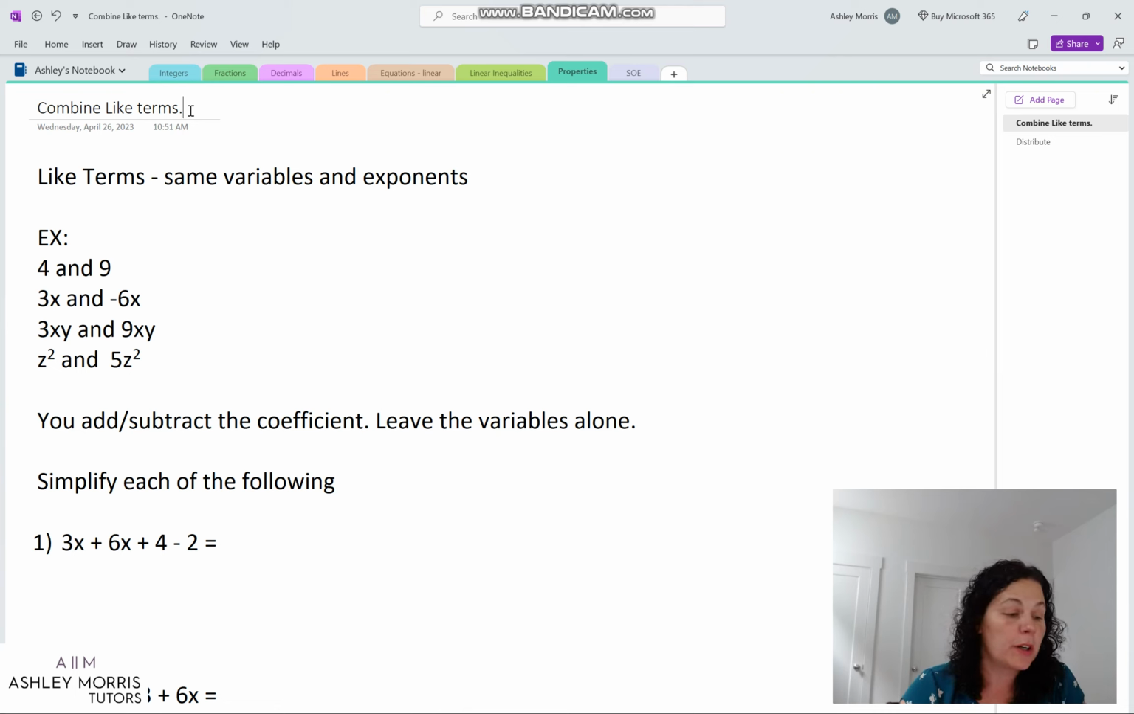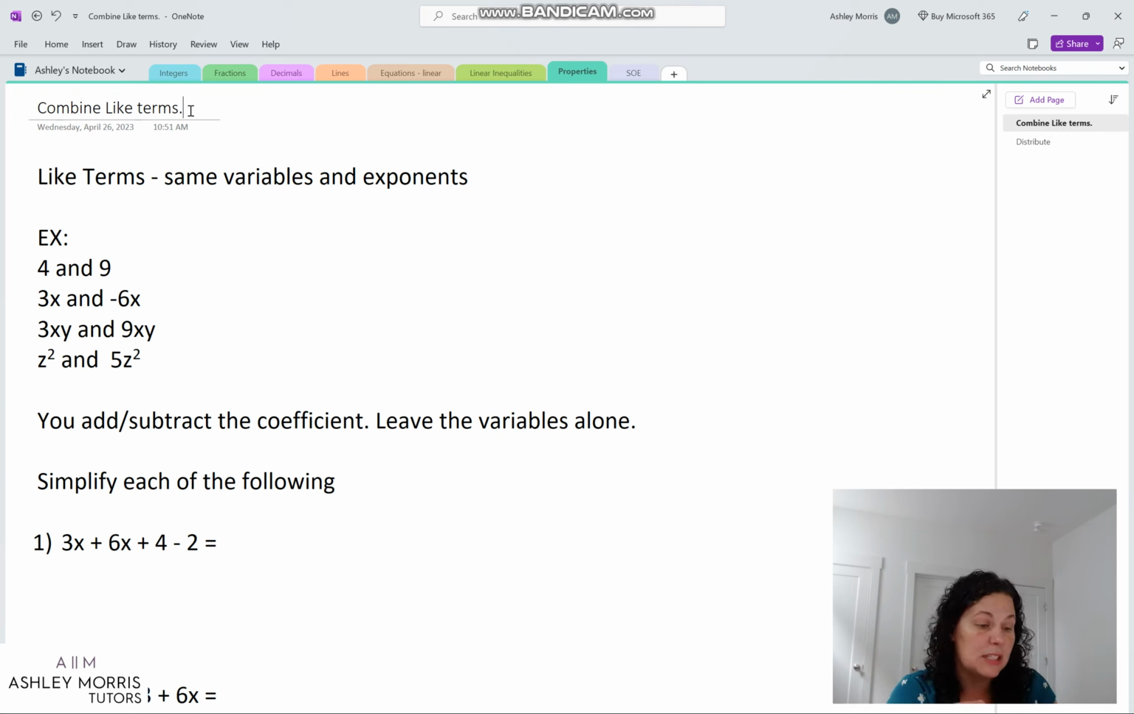In this video, we're going to be talking about combining like terms. Like terms are the same variable and exponent. The number out front, the coefficient, can change, but we've got to have the same variable and same exponent. So you can't add an x and a y, it's just x plus y. But you can add a 4 and a 9. Those are just coefficients. They have the same variable, no variable, and exponent.